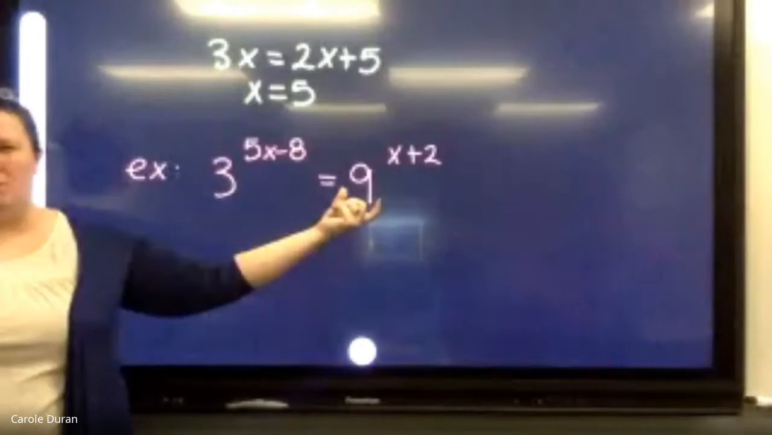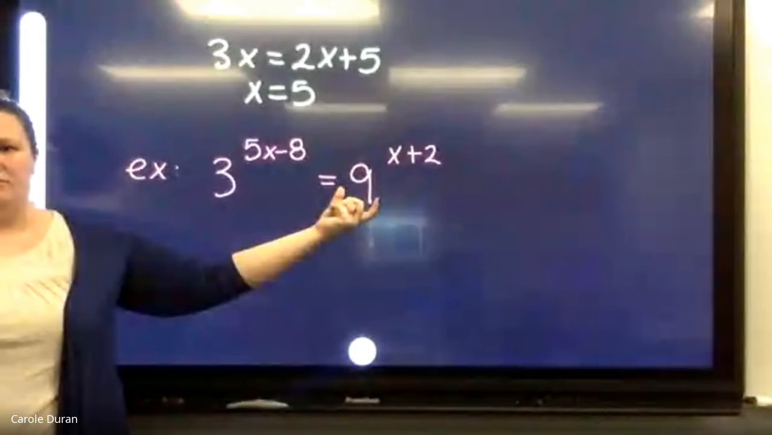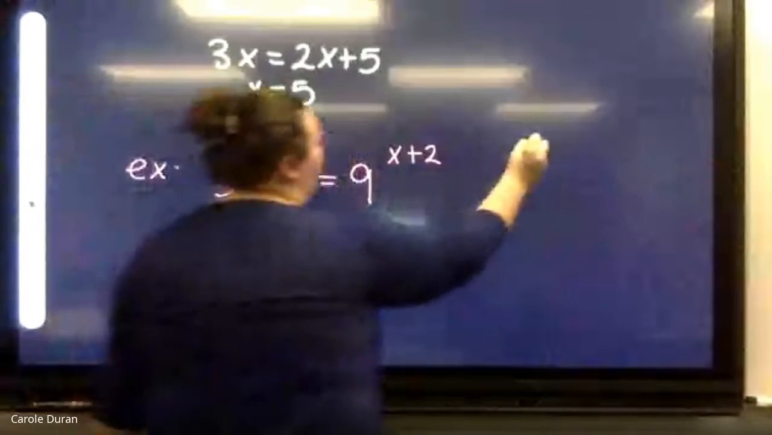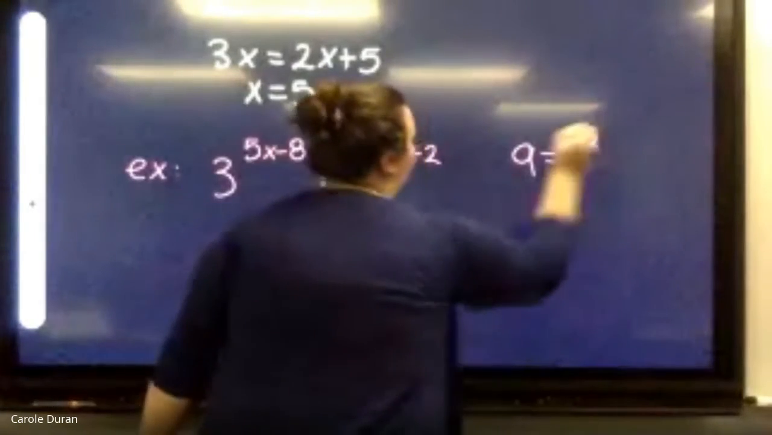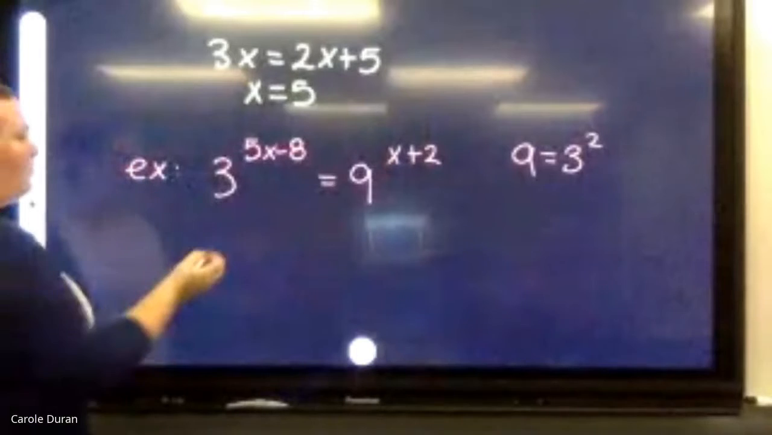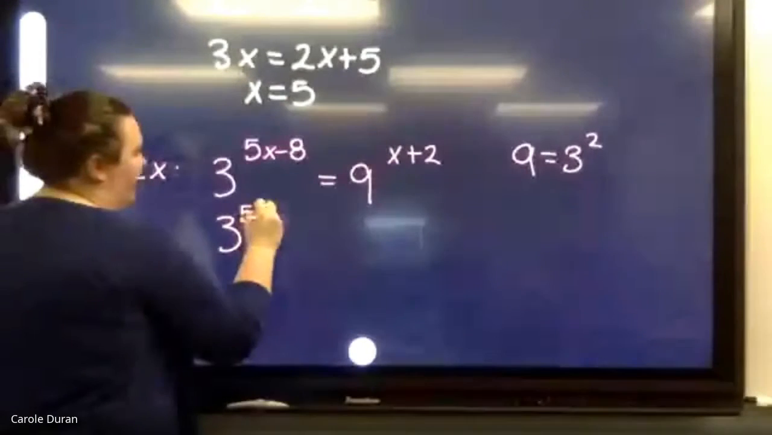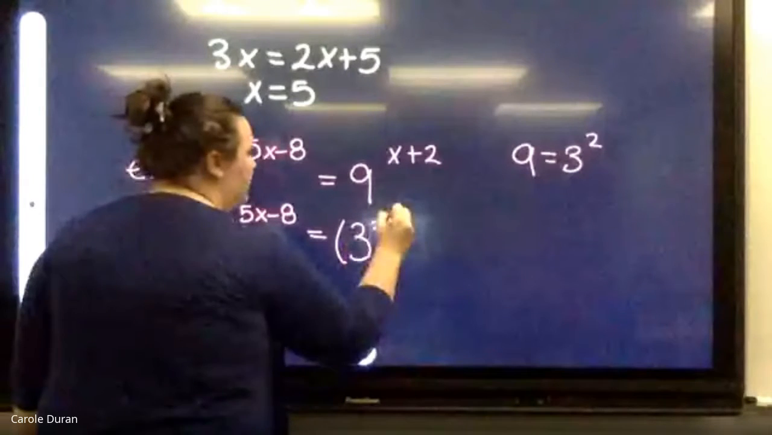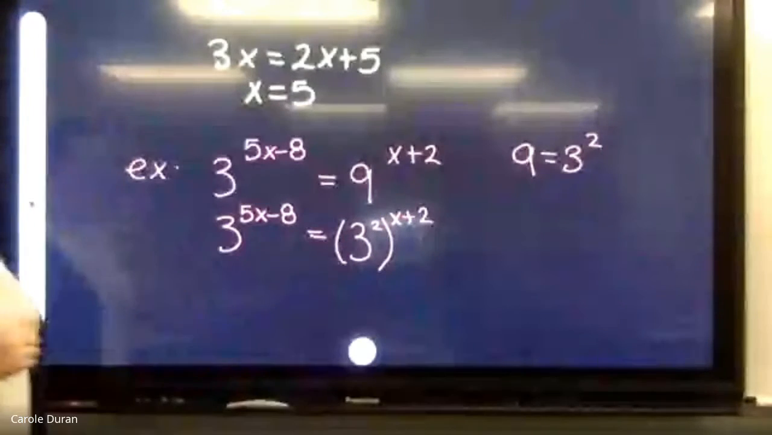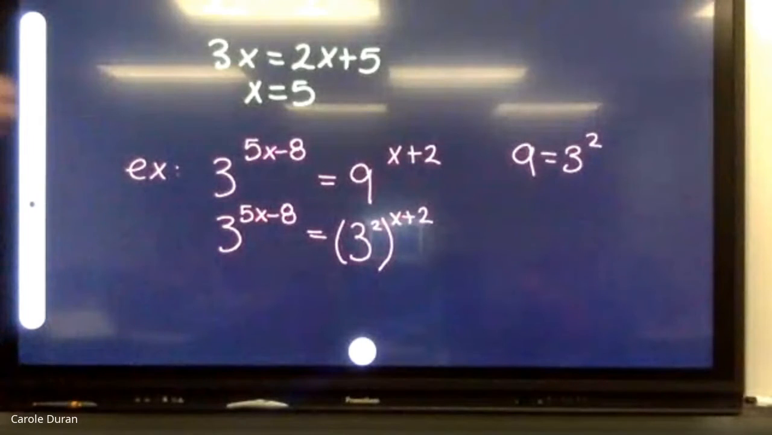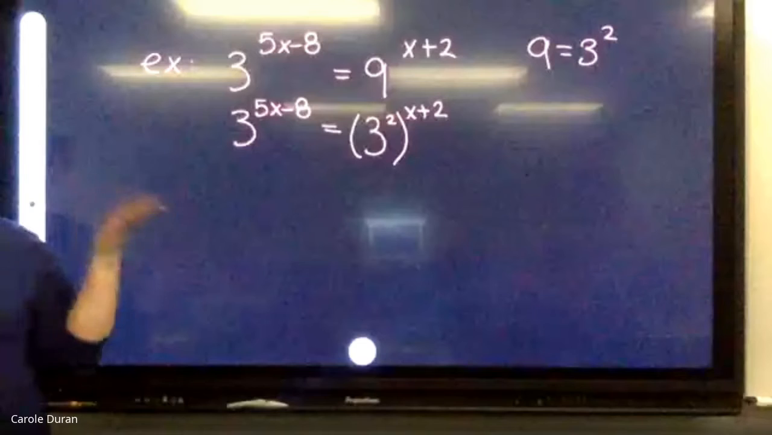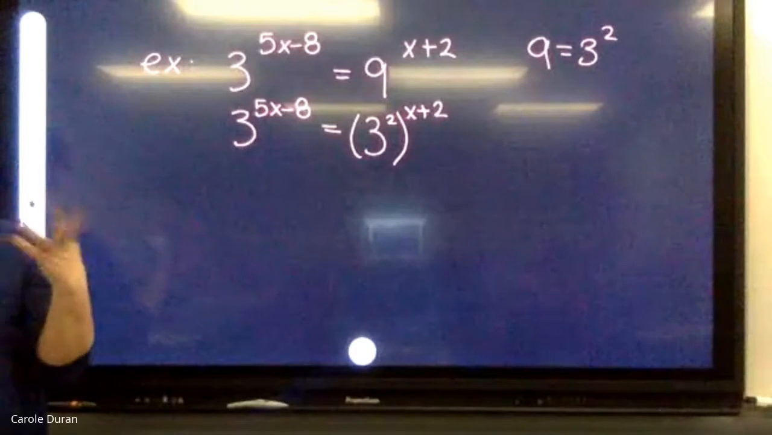Yes, because 9 is what? 3 squared. So all I have to do is replace this 9 with 3 to the second power. When I do that, I get 3 to the 5x minus 8 equals 3 squared to the x plus 2, right? Yeah. Now I have a base of 3 on each of them, so I'm pretty much good to go.